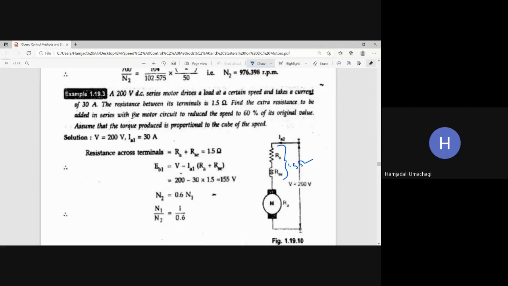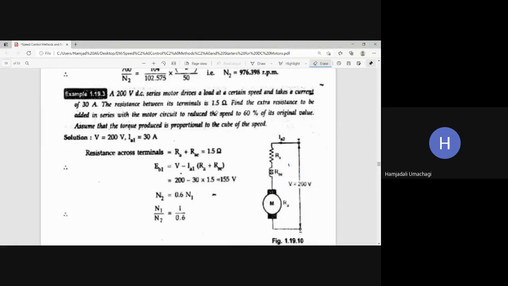Find the extra resistance to be added in series with the motor circuit to reduce the speed to 60% of its original value. Initially, it is running at a certain speed, and if I further want to reduce its speed to 60% of the previous one, then how much resistance do we need to include? That you should calculate here.